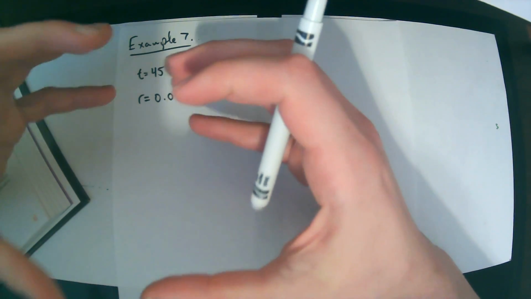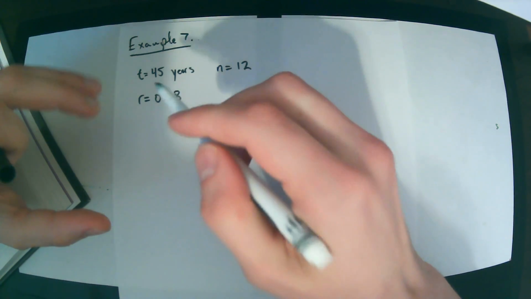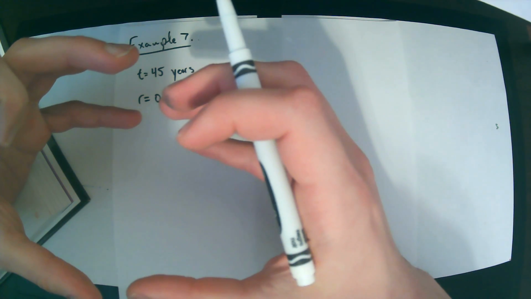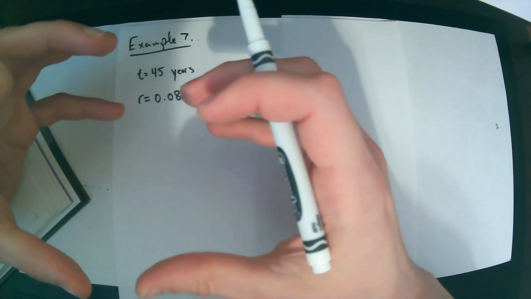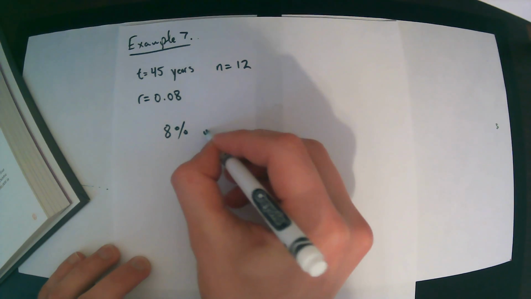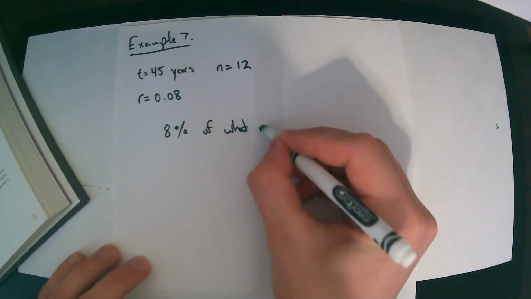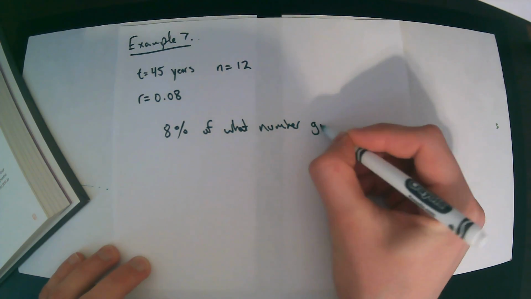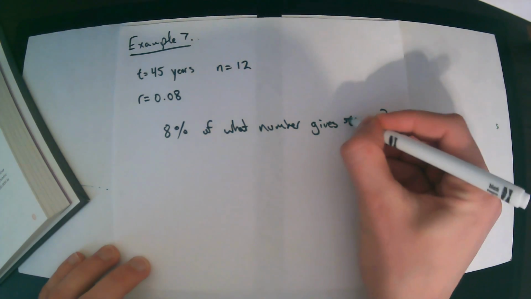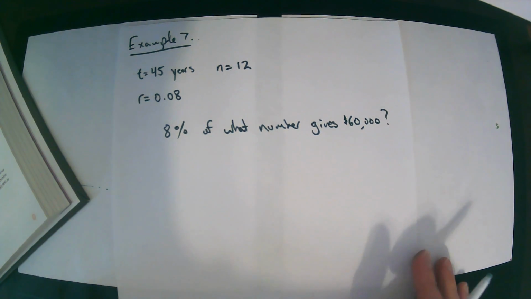So how can we figure out then what our future value should be? What is that necessary lump sum that we need after 45 years in order for this lump sum to give us $60,000 of interest? Well, what we're asking is, 8% of what number gives $60,000? That's what we're asking here.